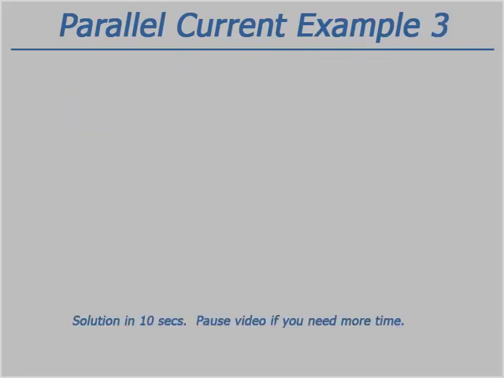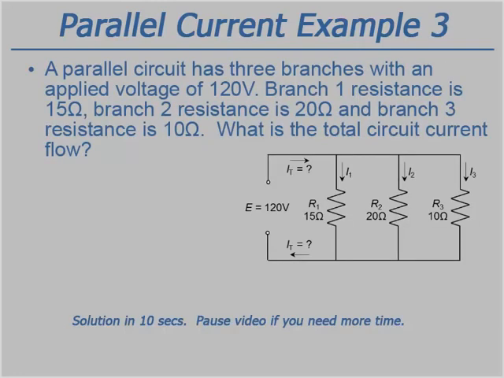In this third example, a parallel circuit with three branches is connected across a 120-volt source. The resistance in branch 1 is 15 ohms, the resistance in branch 2 is 20 ohms, and the resistance in branch 3 is 10 ohms. What is the total circuit current flow for this parallel circuit?